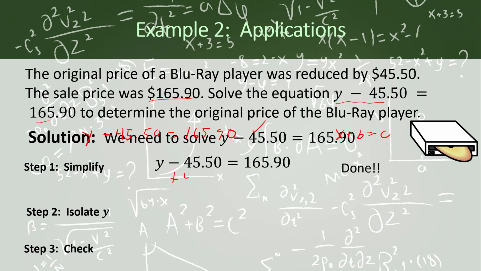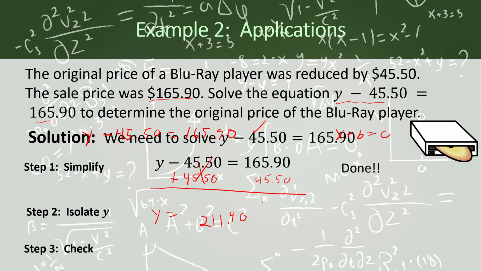I'm going to add 45.50 here and 45.50 here, and I'm going to go ahead and add this vertically. These, of course, cancel. All I have over here is y. And then y is going to be equal to 4, point, carry the 1, carry the 1 again, carry the other 1, 211.40. Okay, that's what y is.